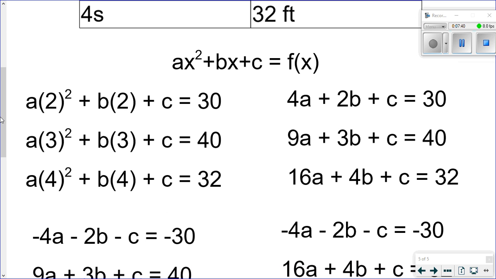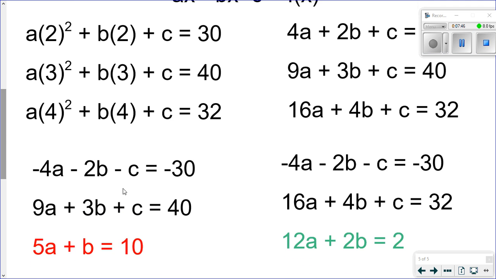So I picked the first and the second one, paired them together, and I multiplied the first one by negative 1. So I have negative 4a minus 2b minus c equals negative 30. Brought the second one down. Added them up. Got 5a plus b equals 10. Okay, well, then I paired the first and the third one together. Again, I multiplied the first one by negative 1. The third one I added and got 12a plus 2b equals positive 2.